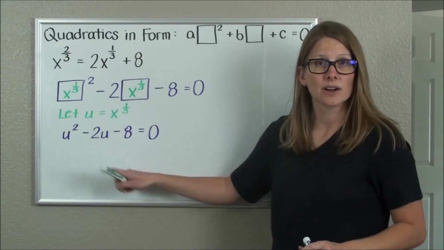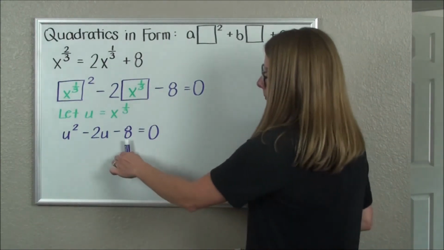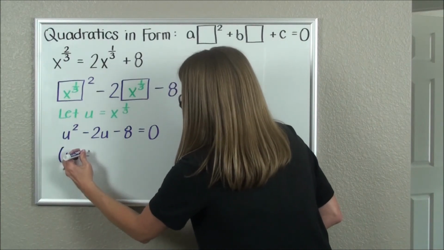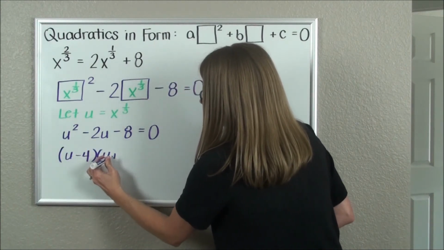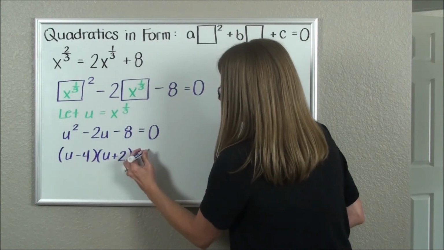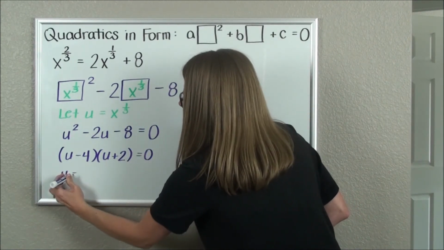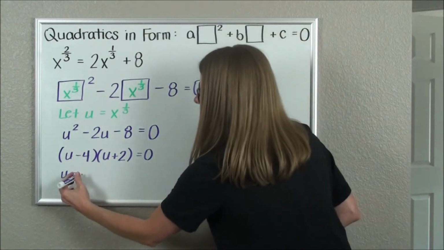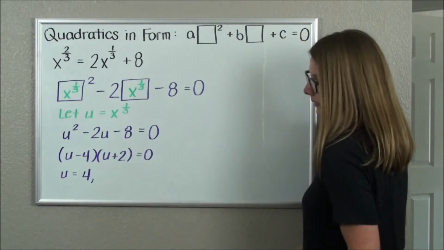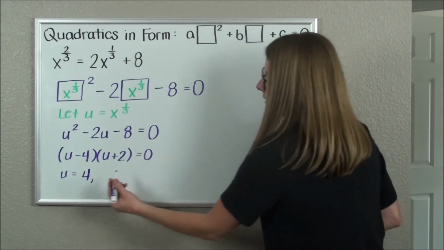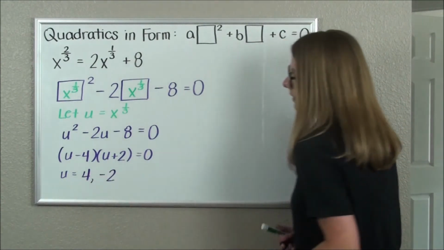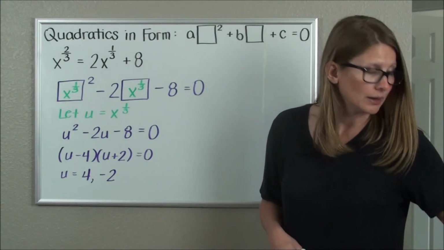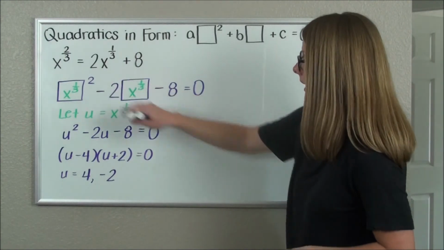And I can factor this trinomial to solve. What multiplies to negative 8 and adds to negative 2? I'm seeing negative 4 and positive 2. And so what does u equal? If u minus 4 is 0, then u must be 4. And if u plus 2 is 0, then u must be negative 2. But I'm going to say it one more time. It's not about u. It was about the original variable, x.